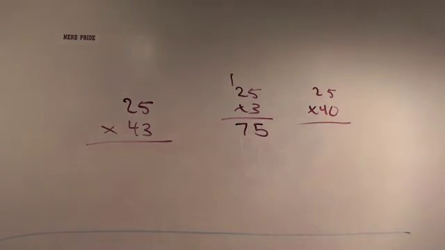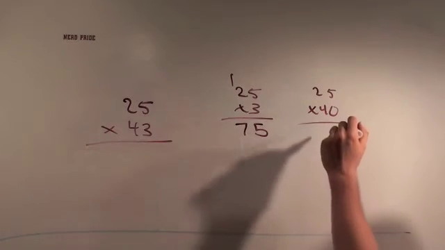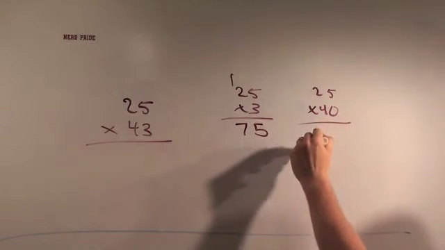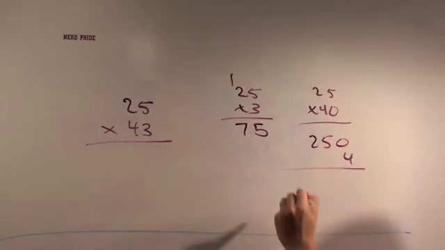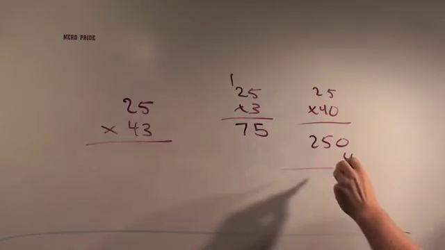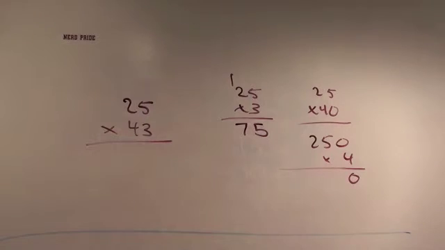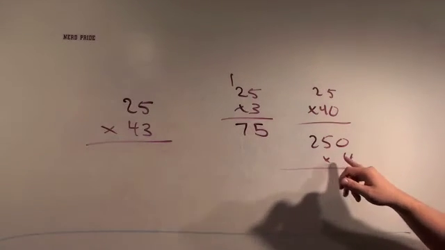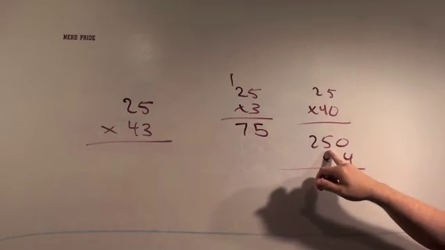And how are we going to figure out what 25 times 40 is? 25 times 40 is... We can do 25 times 10 times 4. Okay. 25 times 10 is 250. Right, this is the same as 250 times 4. And so we would do 4 times 0 is 0, nothing to carry. 4 times 5 is 20.